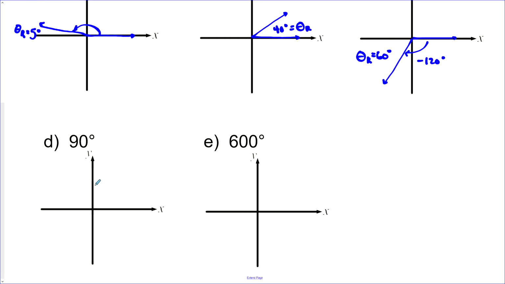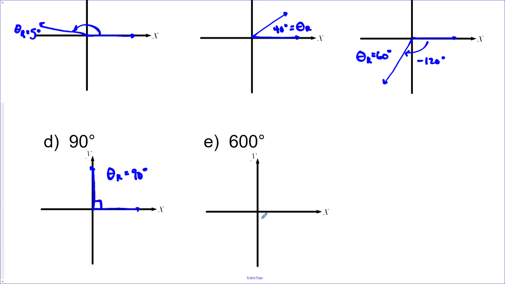Next one, 90 degrees. So here's our initial arm, here's our terminal arm, and well, that's 90 degrees, and our reference angle will still be 90 degrees. Which way did we go? Did we go this way to get our reference angle or this way? It doesn't matter.